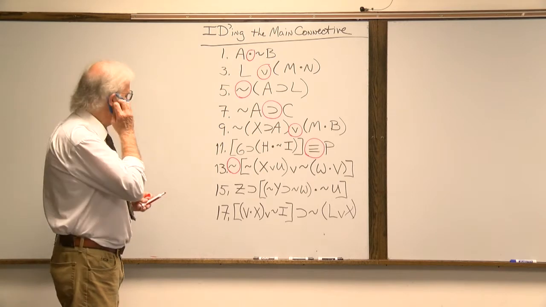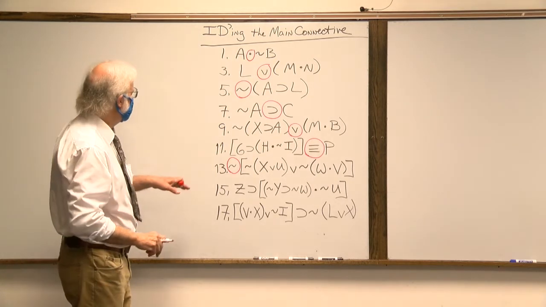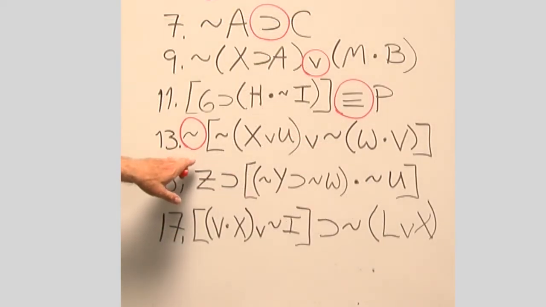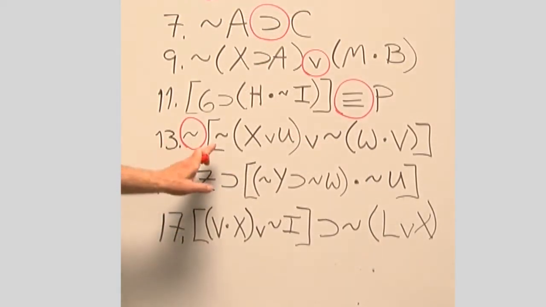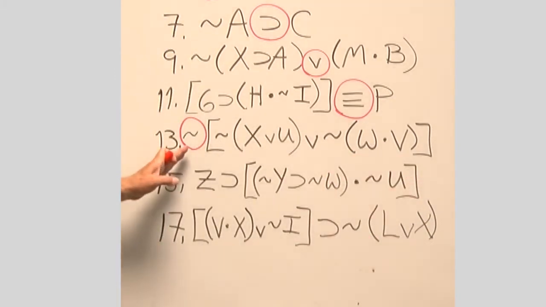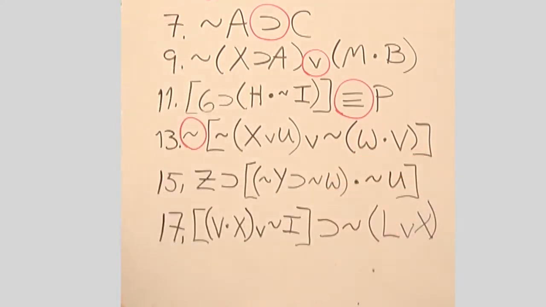To refer back to a previous formation rule, we can remember that the tilde is the main connective if and only if it negates everything that comes after it. Well, this tilde negates everything that comes after it. So the first tilde is the main connective.